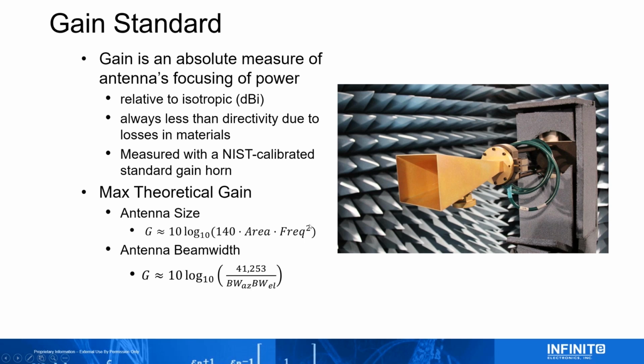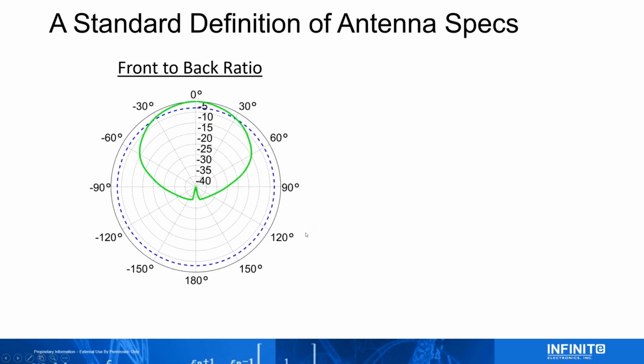Now, a very important spec in how we reuse frequency, or your spectral efficiency, is front to back. Front to back is a ratio of how much power is moving forward versus how much power is moving backwards, and we try to maximize the value as much as we can, to get a high number. So here, apologies for the negative sign, but this is showing a 40 dB front to back, 40 dB.